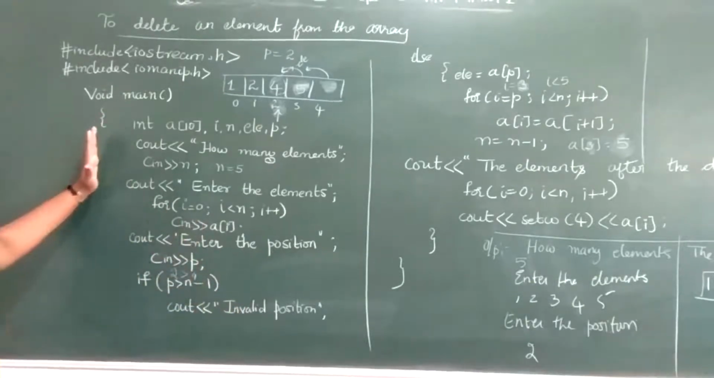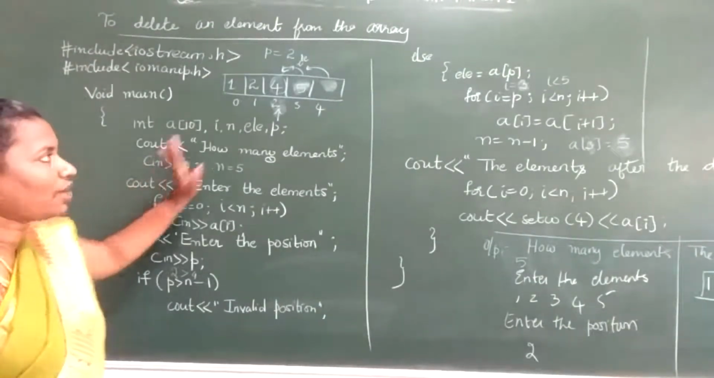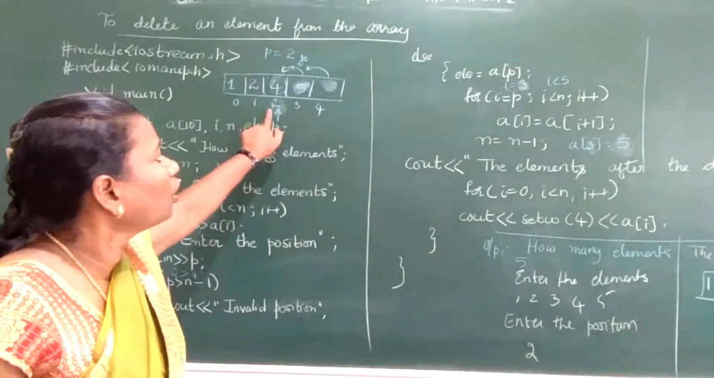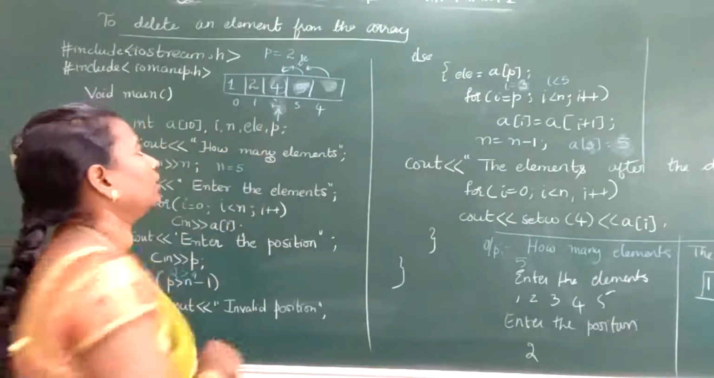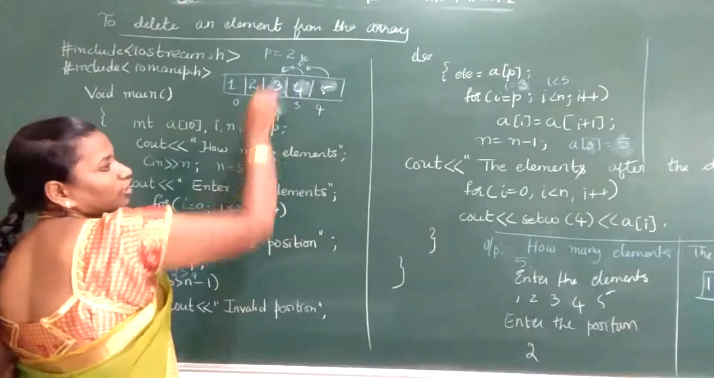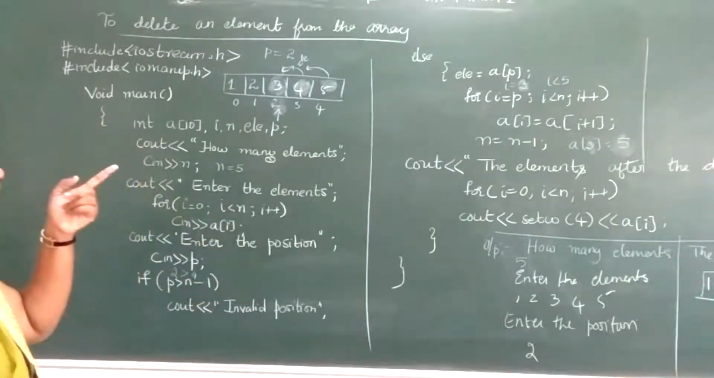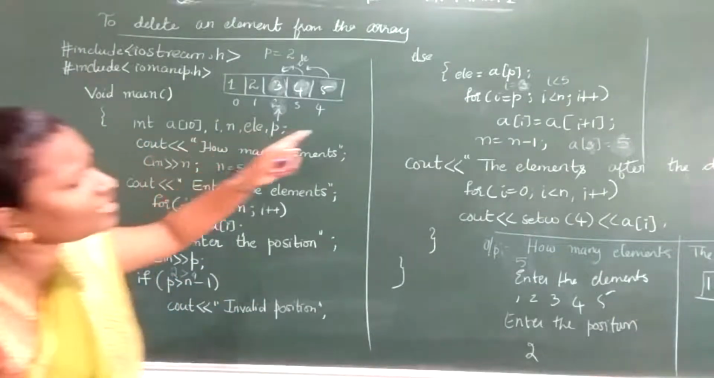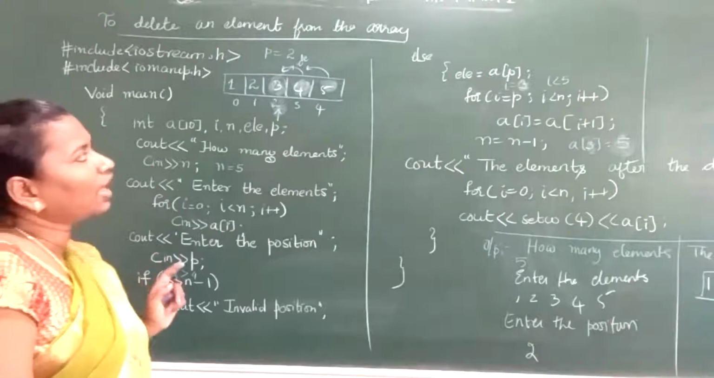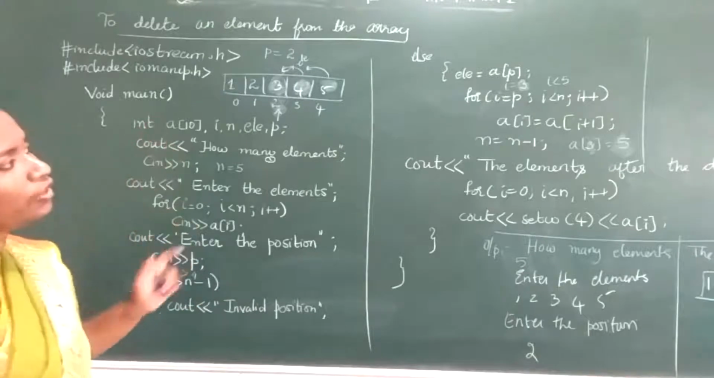So what we have done is read the elements, taken the number of elements, and taken the position. If I say position 2, at 2 what I had initially was 3; initially it was 3, 4, 5. When I trace the program, I start from i equal to 2. i is equal to p, i is less than or equal to n. Here the i value gets incremented. In case of insertion, the i value gets decremented. In deletion, the i value gets incremented.